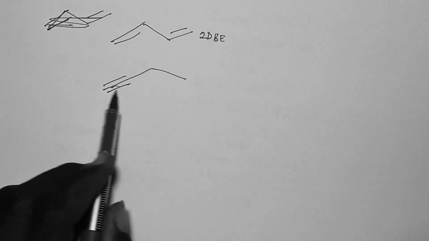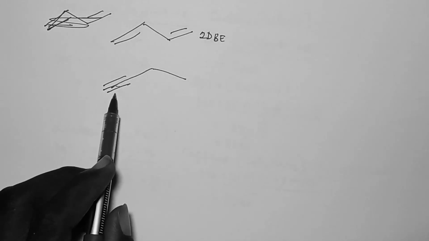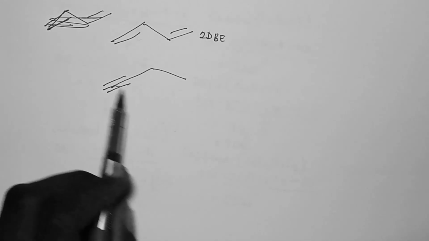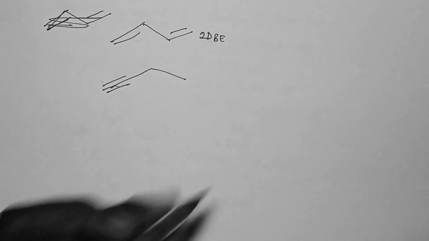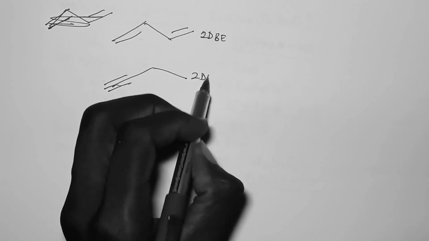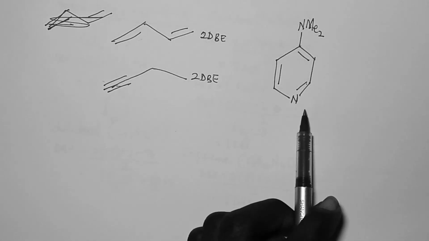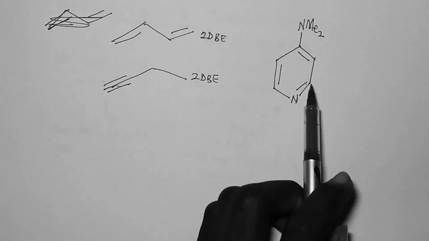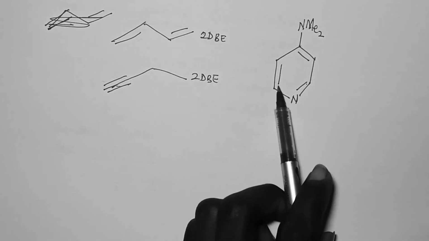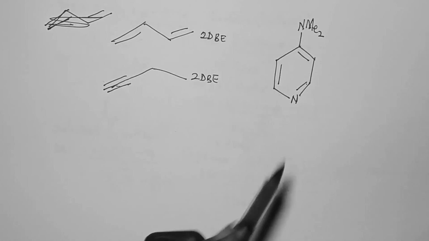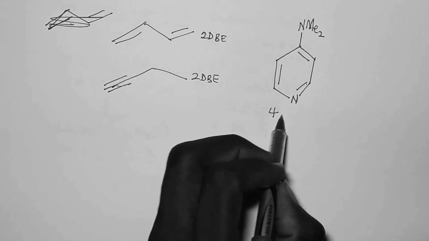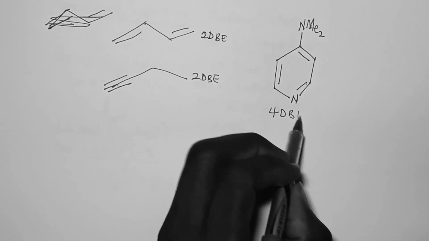And then you see that this is a terminal alkyne. So there are 2 double bonds in this molecule. It also has 2 double bond equivalents. What is the double bond equivalence in this molecule? So you see that this molecule has 1 ring and then 3 pi bonds. So therefore, this molecule has 4 double bond equivalents.